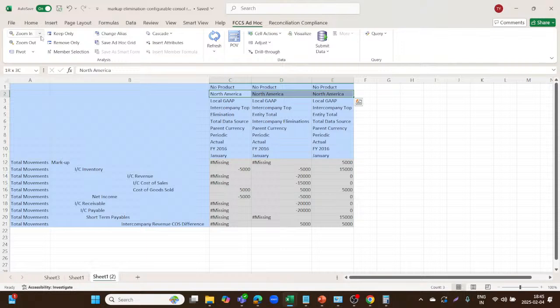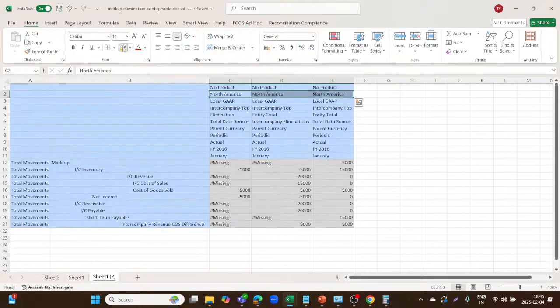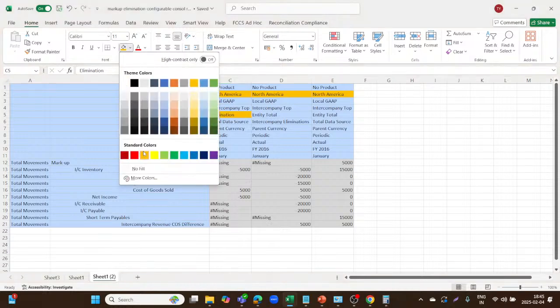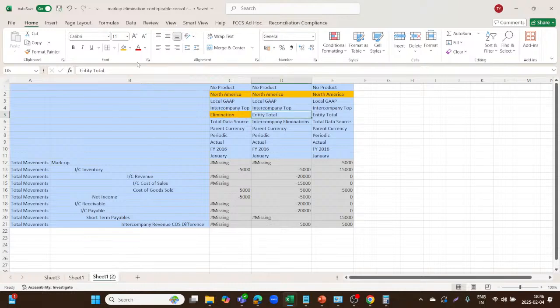I'm not showing any subsidiary or parent entity that is a holding entity. We'll just see the consolidated financial statement: what is the effect of those markup accounts, revenue, cost of sales, cost of goods sold, short-term payable, for North America. So you can see the consolidation I have taken as one is your elimination, second is your entity total.